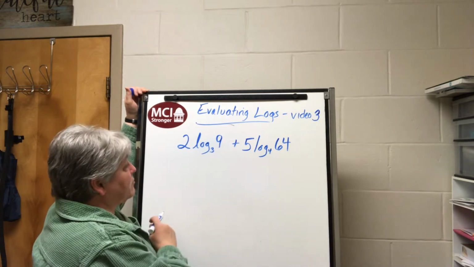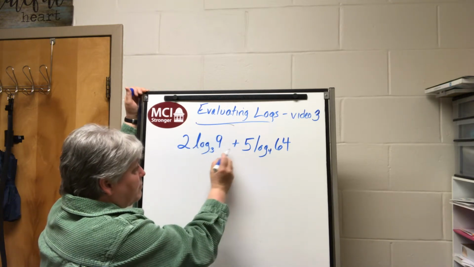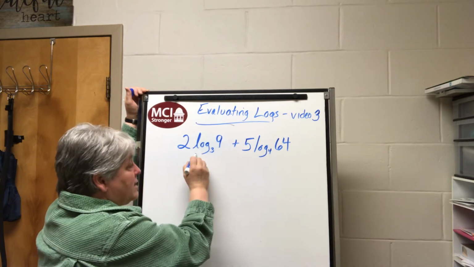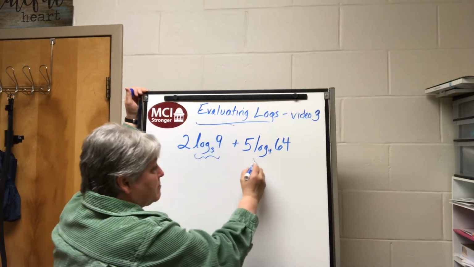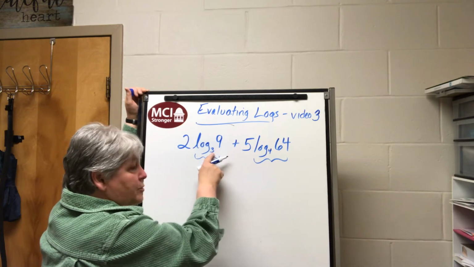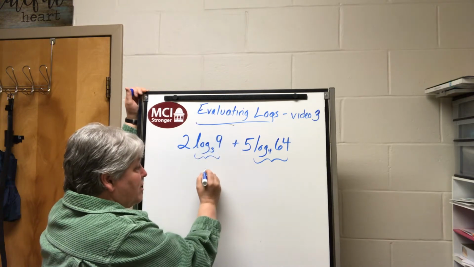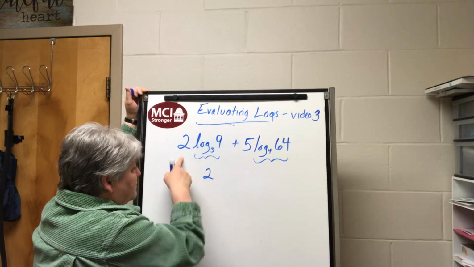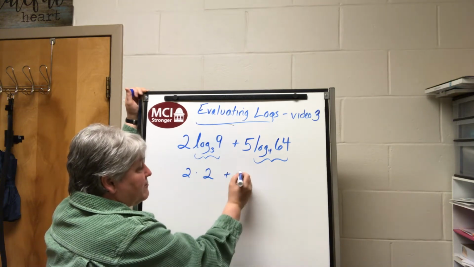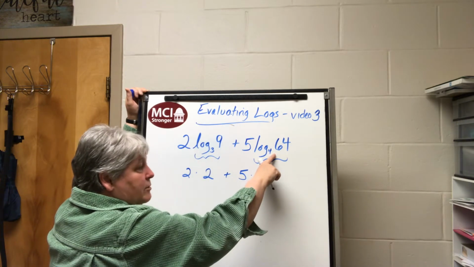So looking at this right here, this is going to be 2 times this logarithm plus 5 times this logarithm. Let's go ahead and evaluate these logarithms. And the log to base 3 of 9, what power do I raise 3 to land right on 9? That's really just a 2. So we've got this initial 2 times 2 plus 5 times, and now I have to go find this exponent.